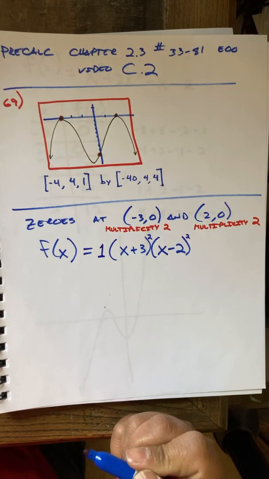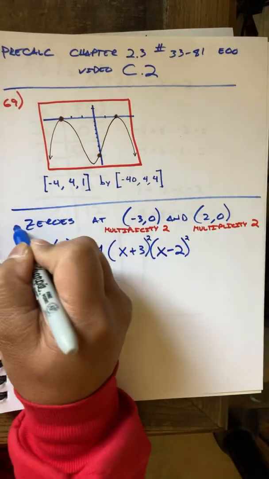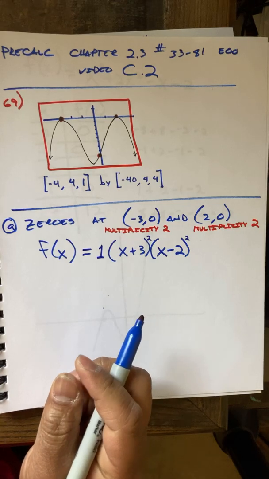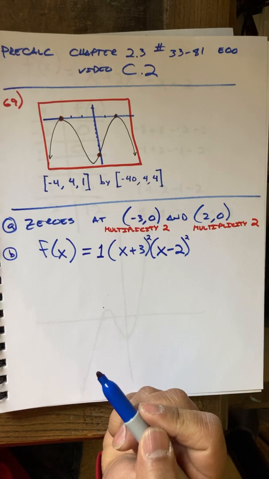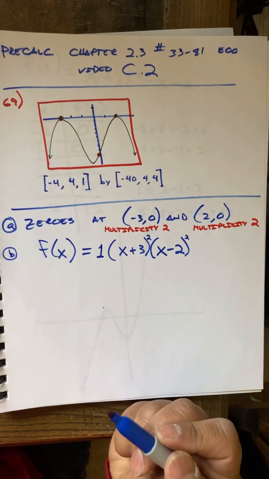Cool. That is part A up here. Oops, I should have written that down. And part B is write the equation. Here's our equation right here. And then part C says use both the equation and the graph to find the y-intercept.